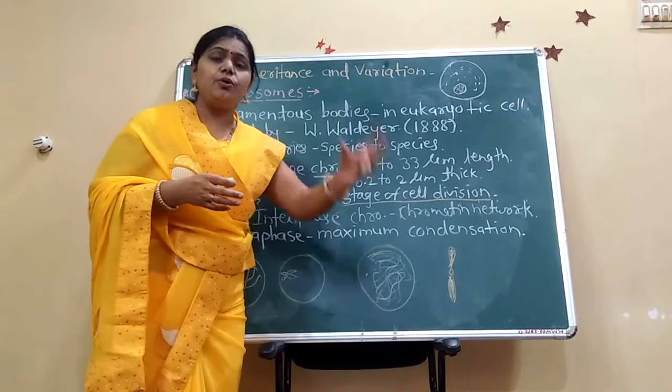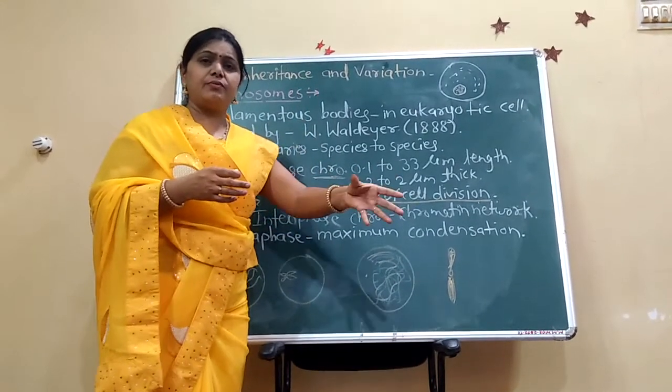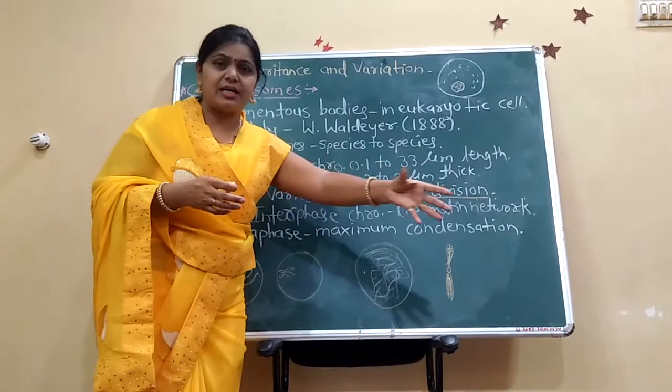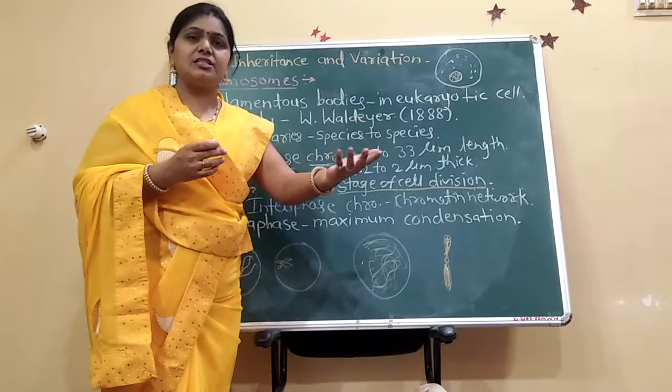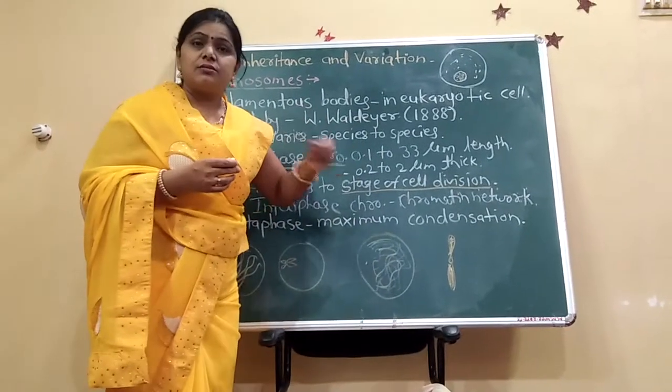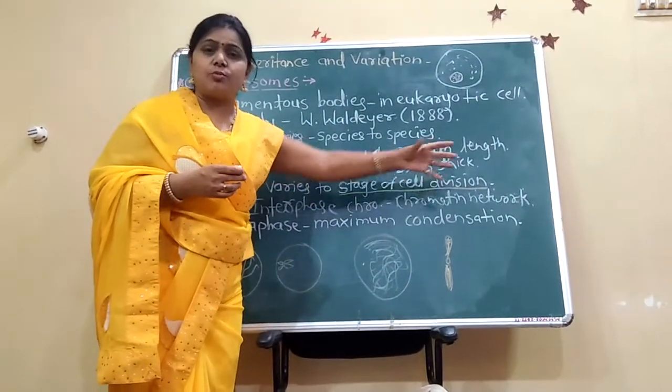View the new character, that is the new trait also, that we call that. Recombination takes place and a new character is born; that is the chromosomal capacity.